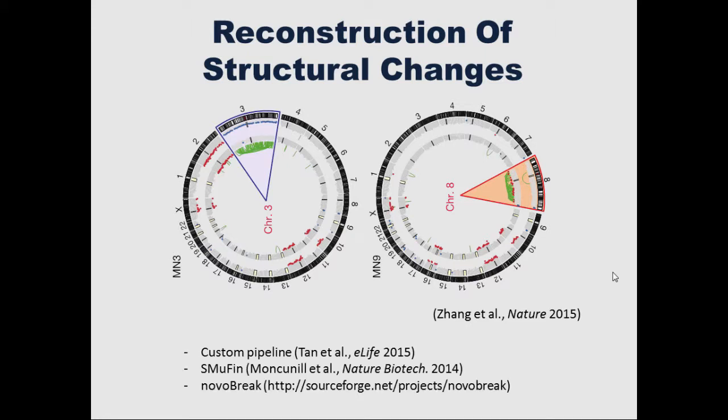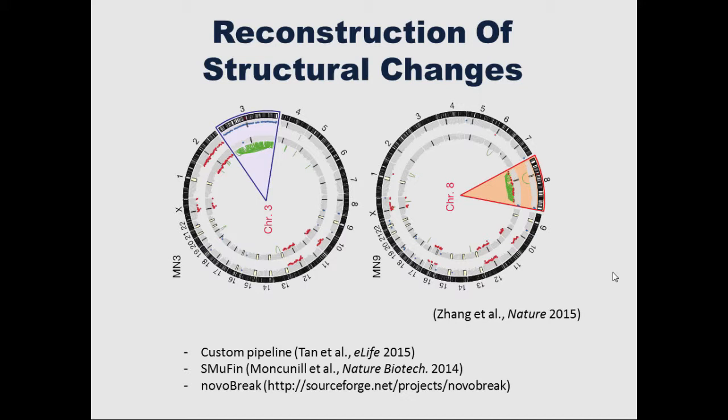And to do this, you either have to use a custom pipeline, which is what we used for our publication recently, or there is also Smuffin, which is something that I've used. It works really well. It was developed for humans, but it works for most plant species, I would say. And the great thing about being here is that you get to listen to new things. There's this thing called NovoBreak. It's not published, but the source code is available. I'm going to try and use that.